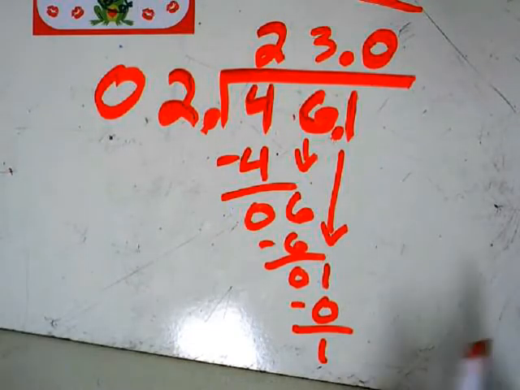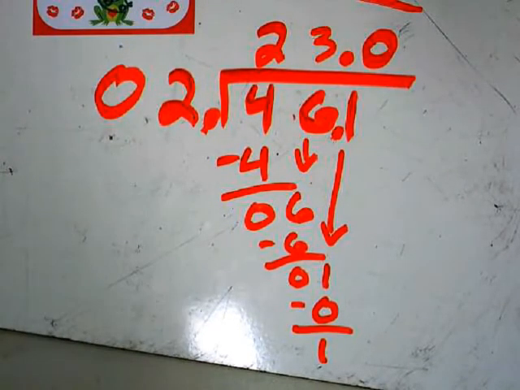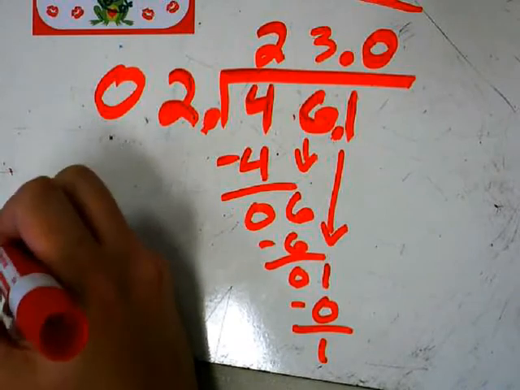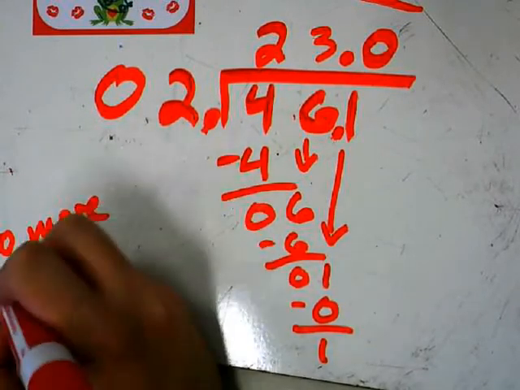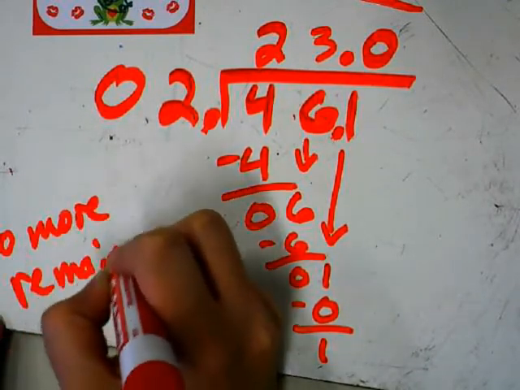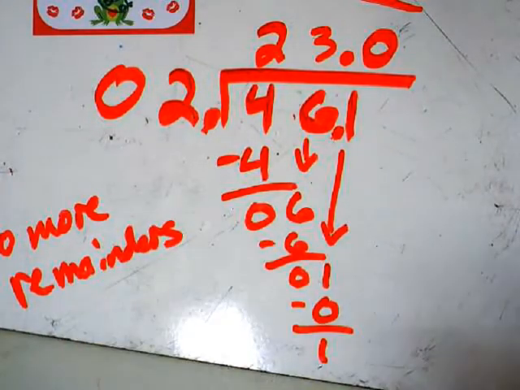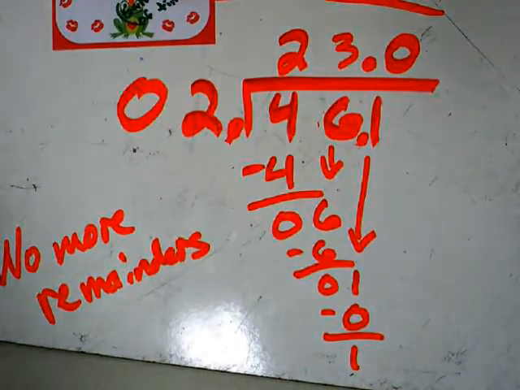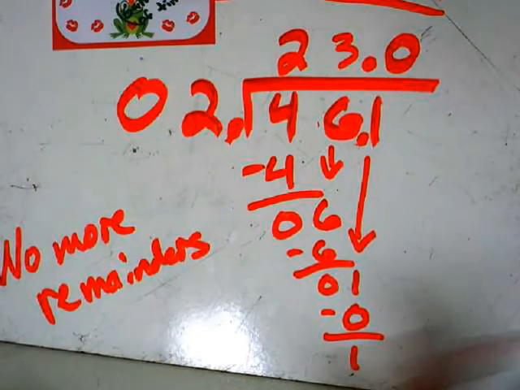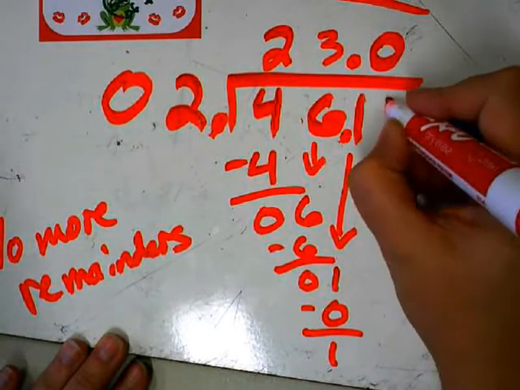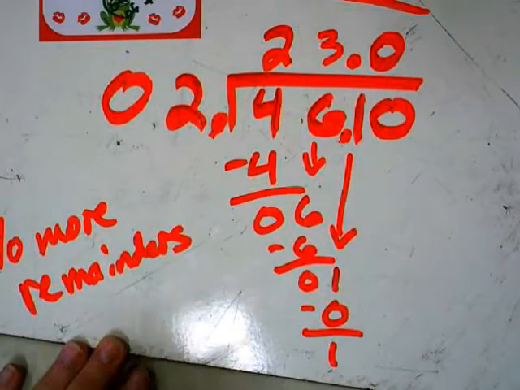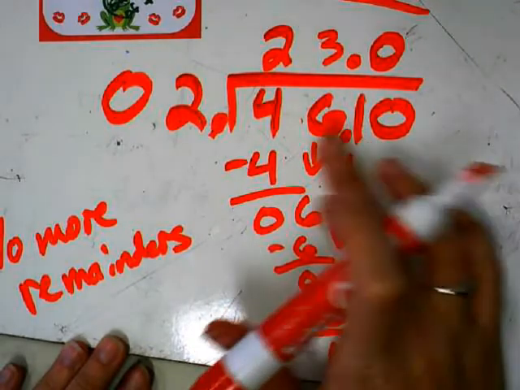Ladies and gentlemen, congratulations, you have moved on to 6th grade, and guess what? We no longer use remainders. No more remainders. If you write remainders, you will get the problem wrong. Because, guys, we're moving on to higher level math. You need more accuracy, and remainders don't give you a lot of accuracy. It's not really what you need to know. So what you do is you add a 0 to the end of your number. 46.1 is the same thing as 46.10.